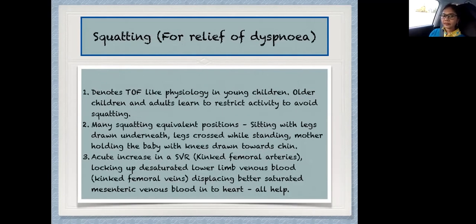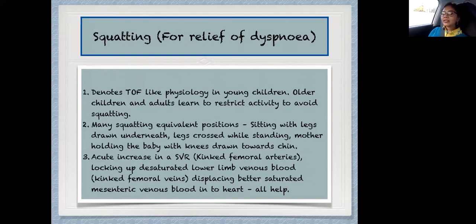So squatting for relief of dyspnea, I hope with early management of congenital heart disease, we never have to see this again. But squatting for relief of dyspnea denotes tet-leg physiology in younger children. Older children and adults learn to restrict activity to avoid squatting. There are many squatting equivalent positions: sitting with legs drawn underneath, legs crossed while standing, or mother holding the baby with the knees drawn towards the chin. So these are squatting equivalents.